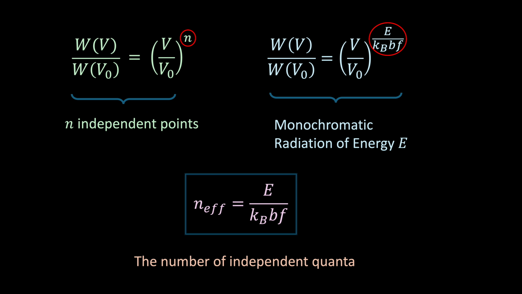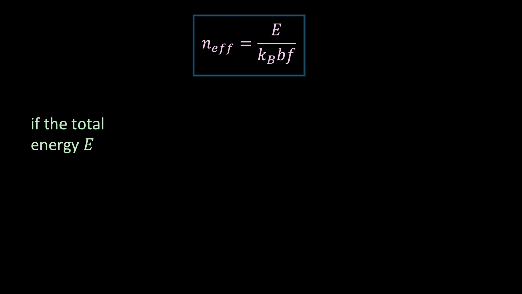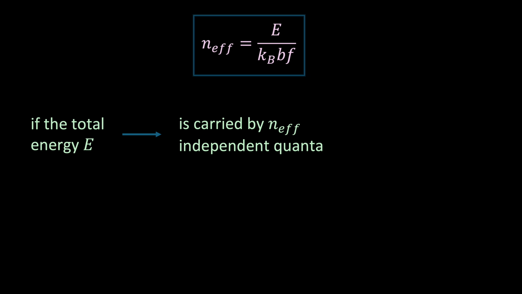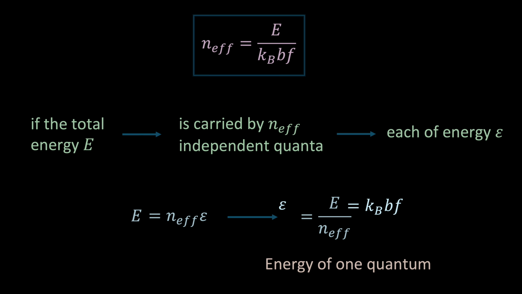And we can take this idea even further and determine the energy of a single quantum. If the total energy E is carried by nf independent quanta, and we call the energy of each quantum epsilon, then by definition the total energy E will be equal to the number of quanta multiplied by the energy of one quantum. And if we then rearrange this expression for epsilon and sub in the expression we derived for n, we see that the total energy of one quantum is given by kBF.